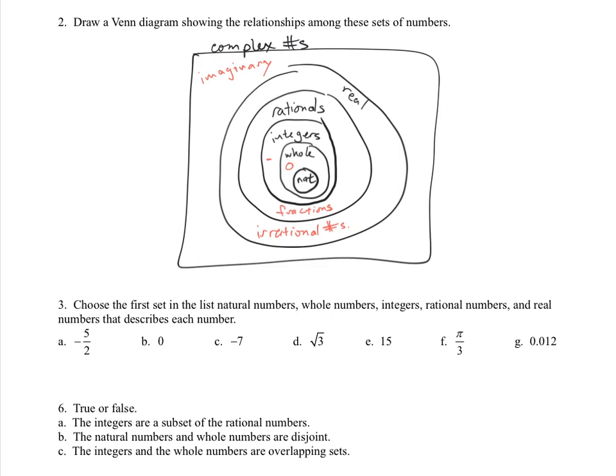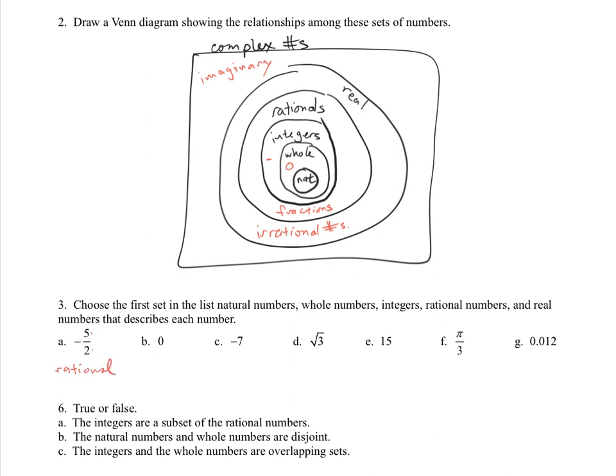All right, really quickly then, we have these last little bits down here. It says choose the first set in the list, natural, whole, integer, rational, real, that describes each number. So we're only going to use these as we move forward: natural, whole, integer, rational, and real numbers. So the first one, we have a fraction. It's okay if it's negative. We have integer on the top and the bottom. This would be a rational number.